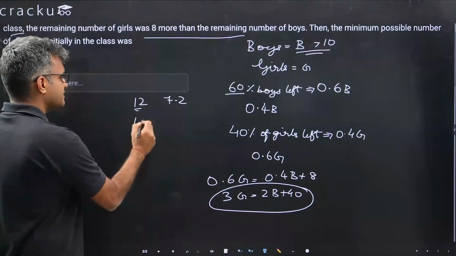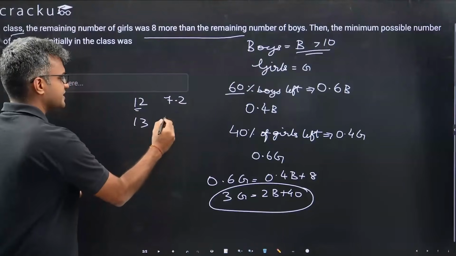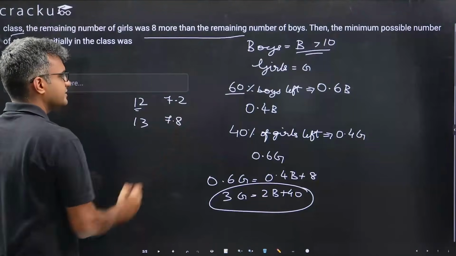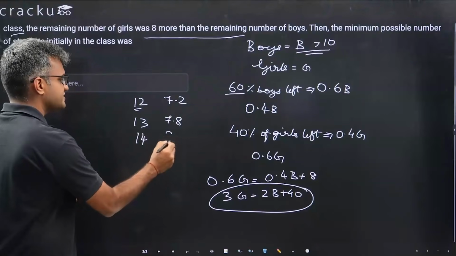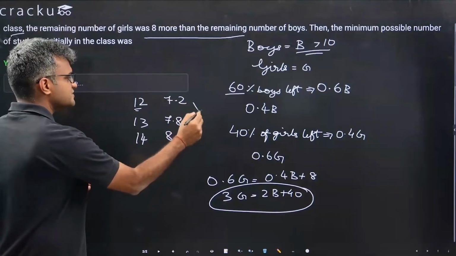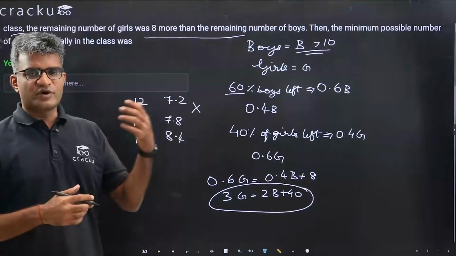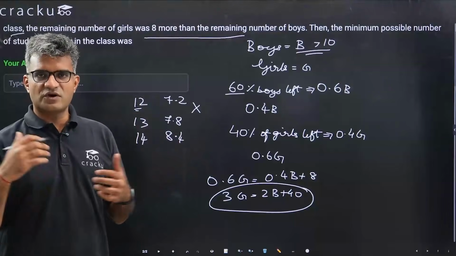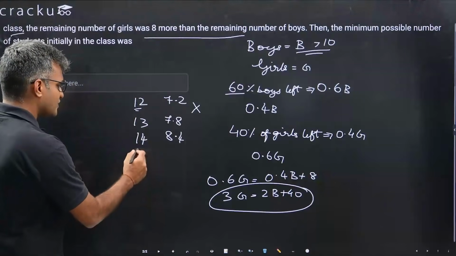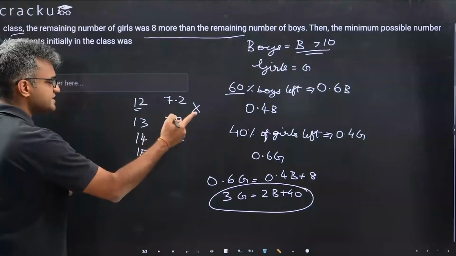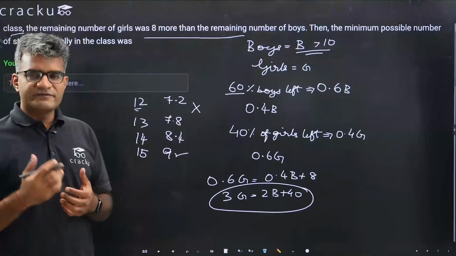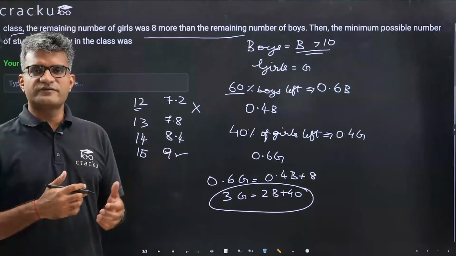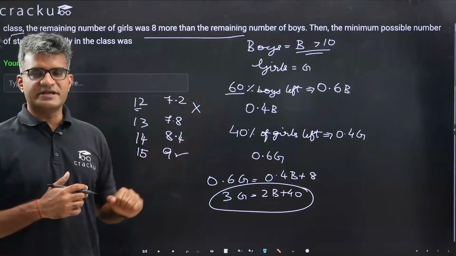Can it be 13? What is 60% of 13? It is 7.8. What if the number of boys is 14? It will be 60% of 14, which is 8.4. All of these are not possible. You are not going to have 7.5 boys. You will have either 7 boys or 8 boys. If the number of boys is 15, 60% of 15 is 9. This is valid. So now we know that there is a certain type of values that B can take.